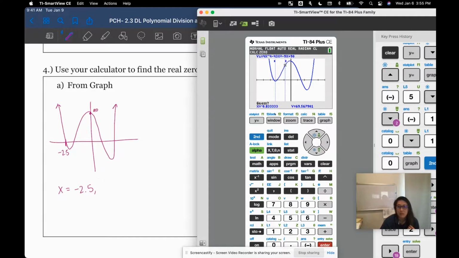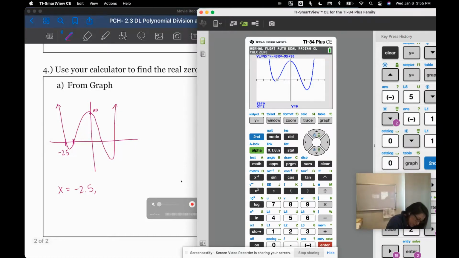And so what you're telling the calculator is, hey, look in between these two boundary lines for an x-intercept. Everything else is gone, to the calculator at least. So it says the 0 is at -2, comma 0. So right here, we have another x-intercept at -2.